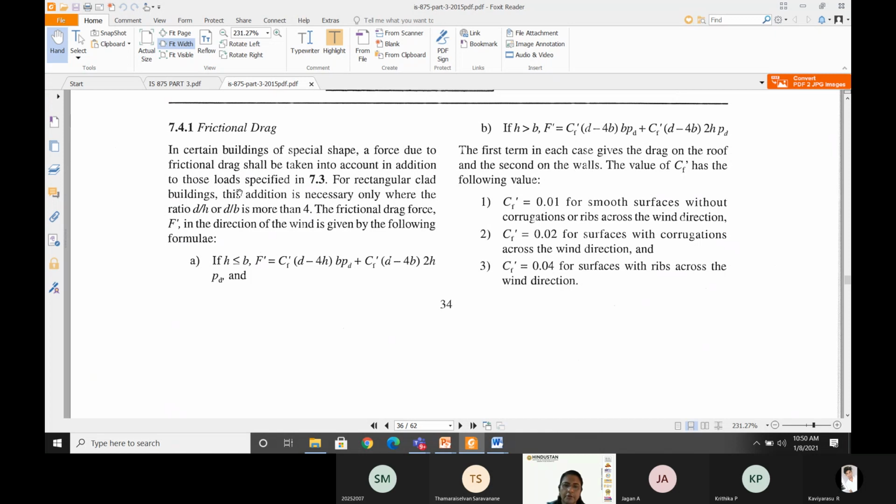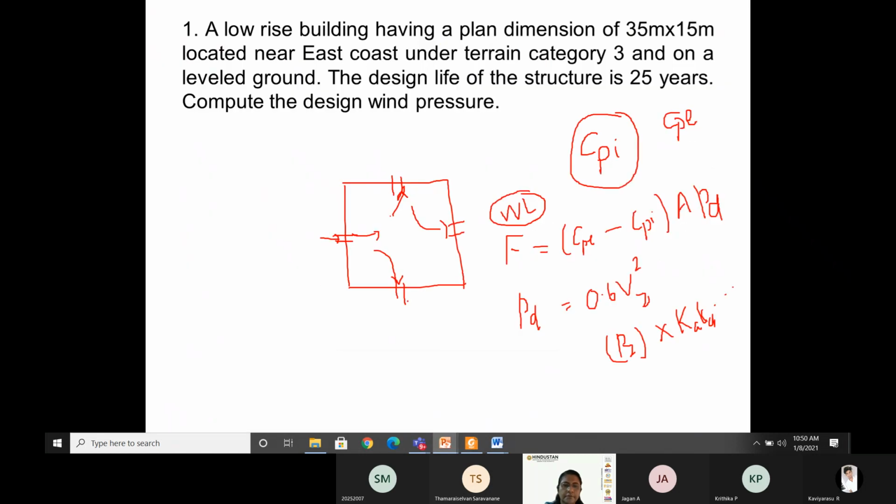Drag force is nothing but, if this is the direction of the wind, the force generated along this direction is called drag force. And the force developed perpendicular to that direction is called lift force. These two have to be taken into consideration. Lift force is more vulnerable, but drag force is predominant. Lift force is very rarely considered.